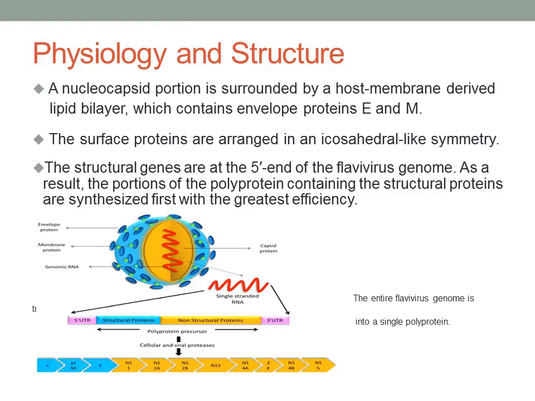The surface proteins are arranged in an icosahedral-like symmetry. As we can see, the entire flavivirus genome is translated into a single polyprotein. The structural genes are located at the 5' end of the flavivirus genome. As a result, the portions of the polyprotein containing the structural proteins are synthesized first with the greatest efficiency.